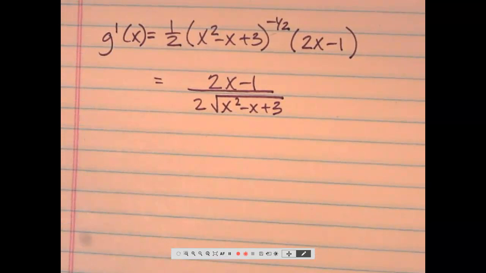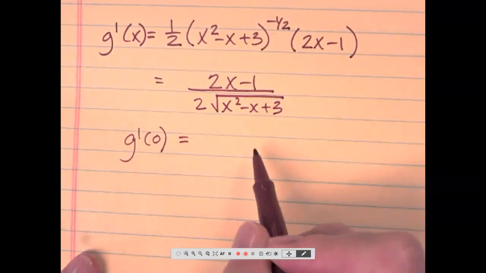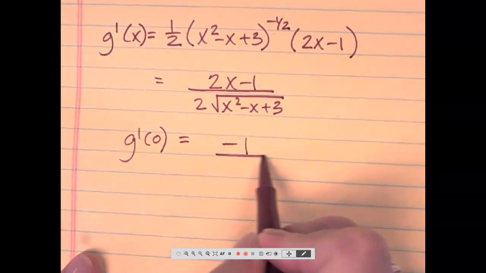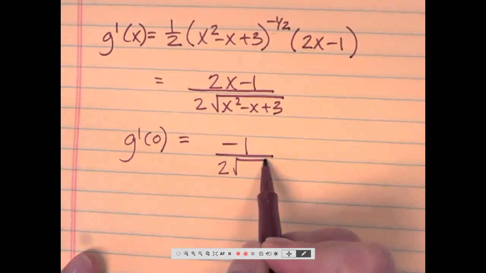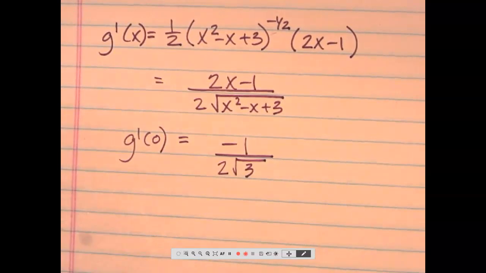Can you leave it as negative 1 over 2 square root of 3? Yes. So I'm going to plug in 0 now. That will give me 0 minus 1, which is negative 1, over 2 times the square root of 3. Yes, we can leave it.